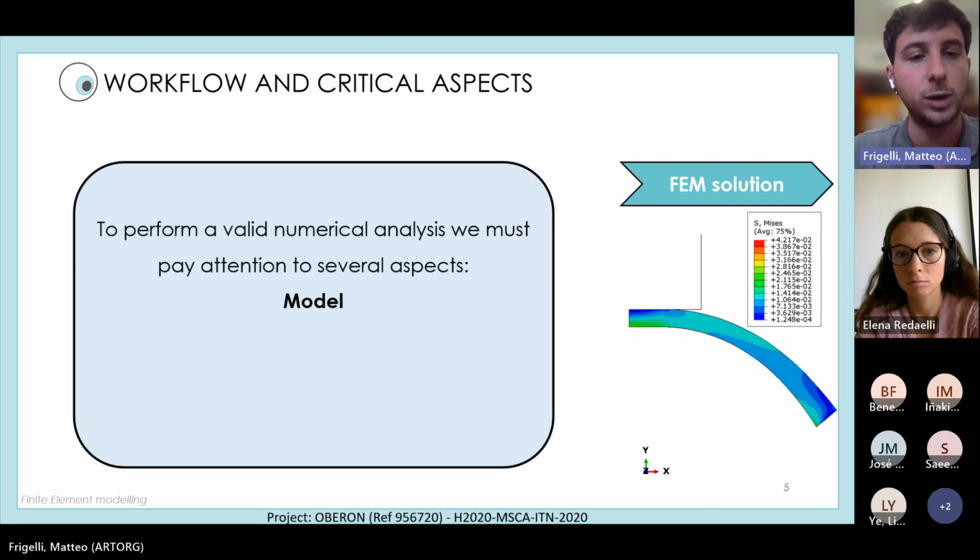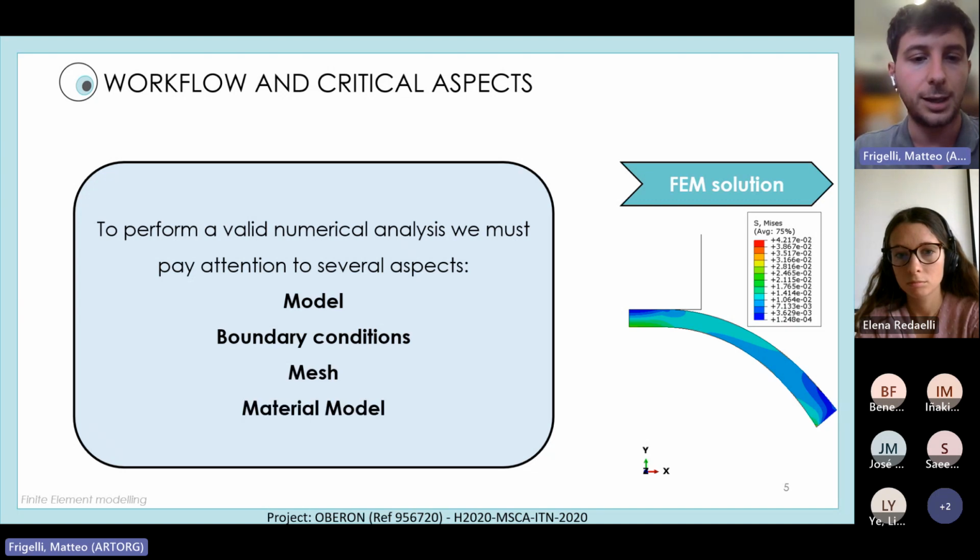So we have to pay attention to different aspects when performing such a simulation. I try to summarize the most important ones: the model construction, the definition of the boundary conditions, the meshing, and the material model we apply to our soft tissue. There are other aspects we have to be careful about when simulating, but these are the most important and relevant ones.